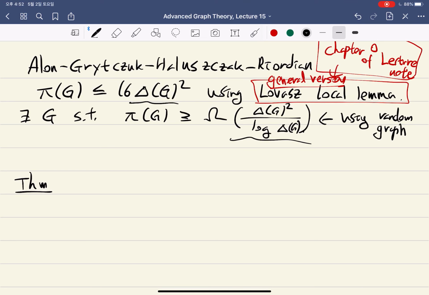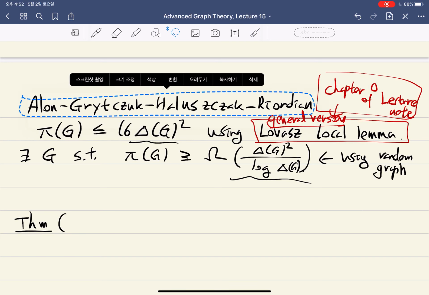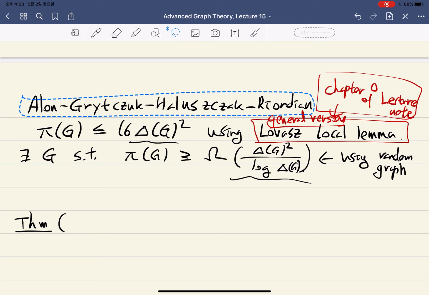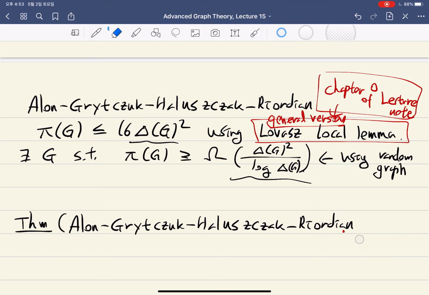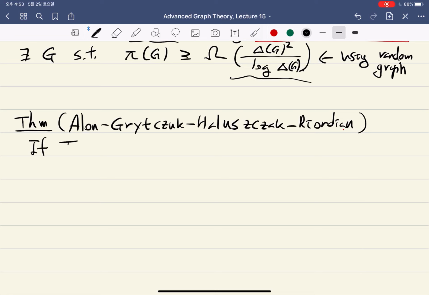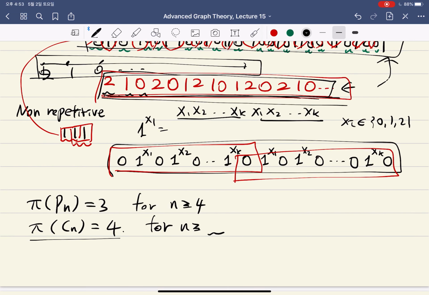Let's prove some easy theorem. I mean, I shouldn't say easy. I mean, a relatively simple theorem with a relatively simple proof. So if T is a tree, then we know that its dual number is at most 4. Again, this can be proved using some modification of this sequence.